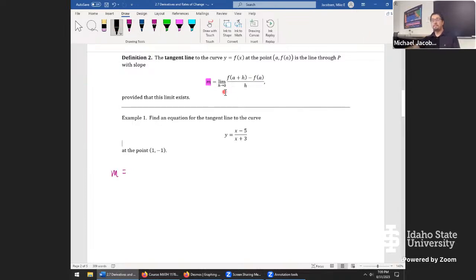Well, it says we need to take a limit as h goes to 0. We might as well just pen that in right now. Limit as h goes to 0. And it says we're dealing with the f of a plus h minus f of a, all divided by h. Now the question then is, we know h is changing in the limit, getting smaller and smaller, but what is a in our problem? Anyone spotted the a value?